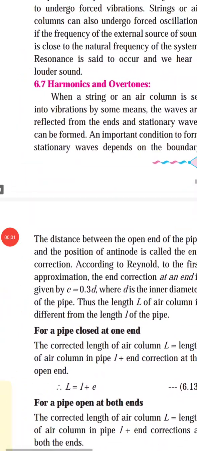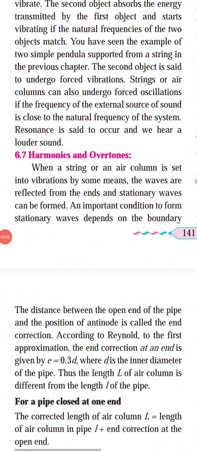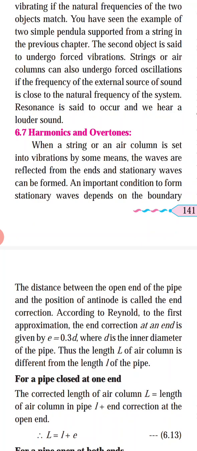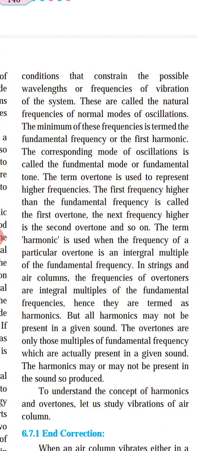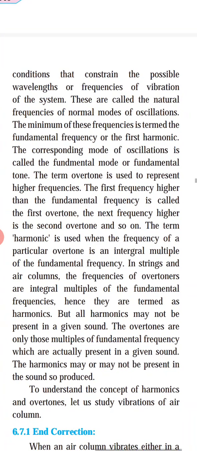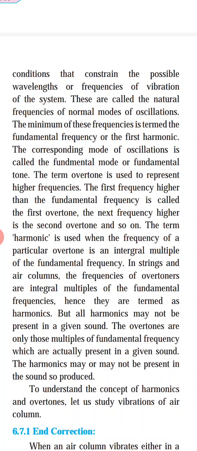Then next point, that is harmonics and overtones. When a string or an air column is set into vibrations by some means, the waves are reflected from the ends and stationary waves can be formed. An important condition to form stationary waves depends on the boundary. So, that boundary condition constrains the possible wavelengths or frequencies of vibrations of the system.